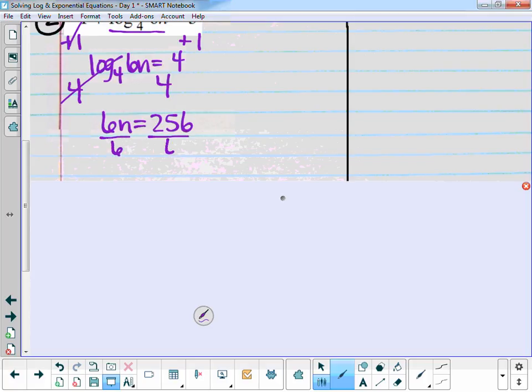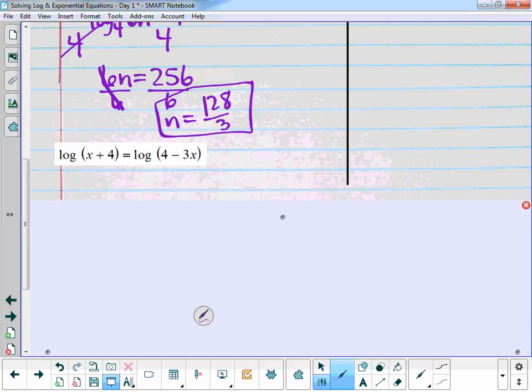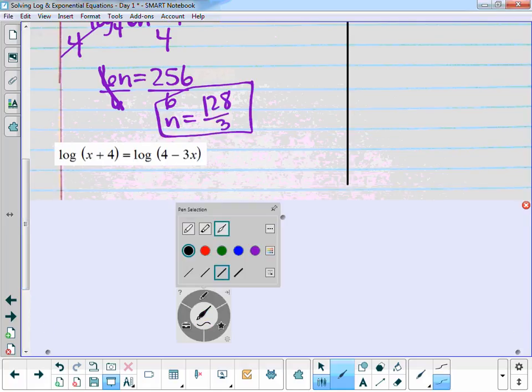And then we will divide by 6 and just simplify that fraction, whatever that simplifies to be. I think you can just take half of each of those. So what does that simplify to be? 128 over 3, and that is our answer. So we got the logarithm by itself, and then we exponentiated each side. Okay? Now, let's do one more type of logarithm equation.